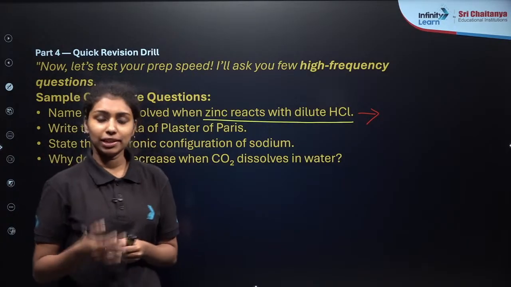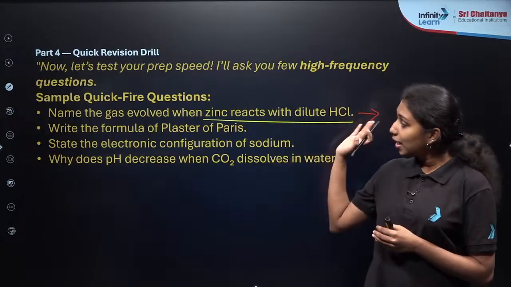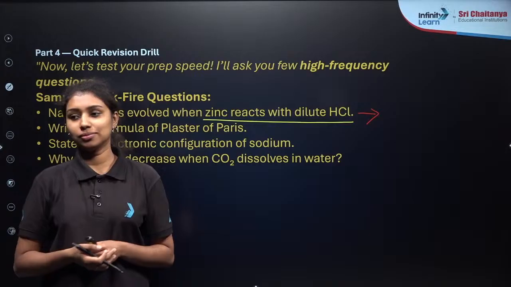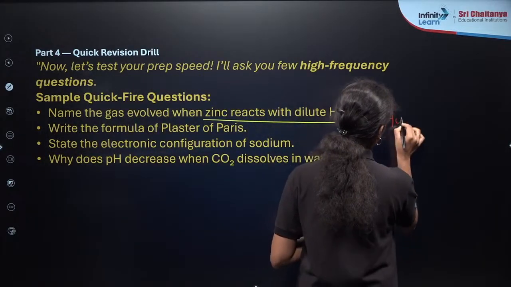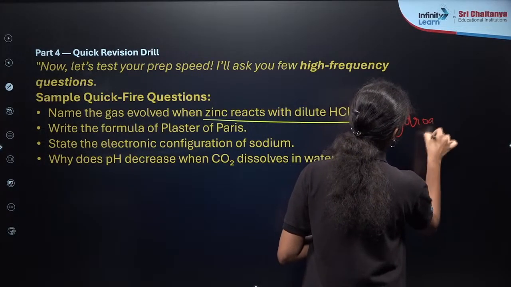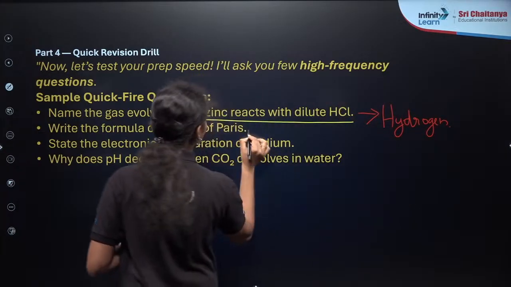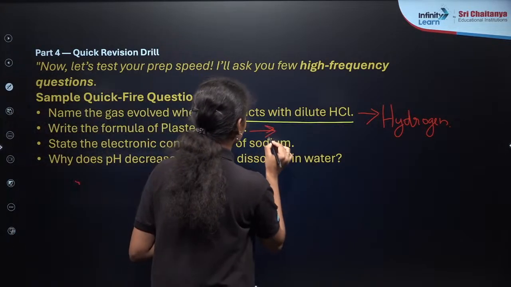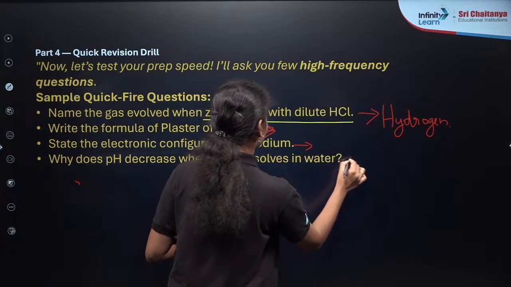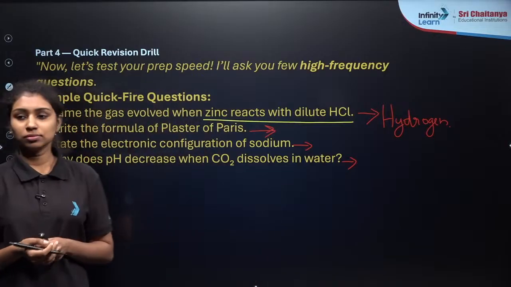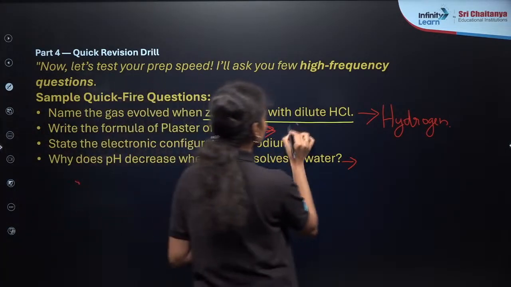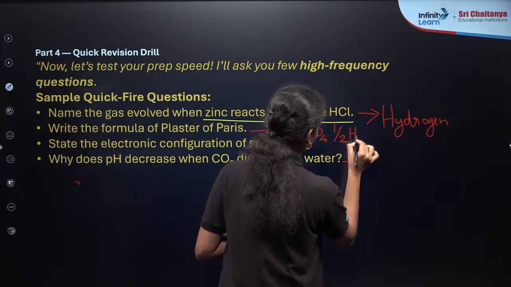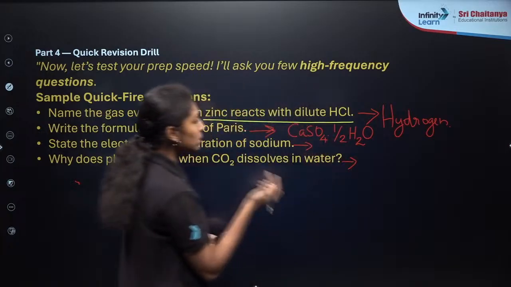We have already discussed, right? Whenever zinc is reacting with hydrochloric acid, what is the gas formed here? It will be hydrogen gas, right? Now, write the formula of plaster of Paris. Plaster of Paris means CaSO4.2. Okay, plaster of Paris is CaSO4.1/2 H2O, gypsum is CaSO4.2H2O.